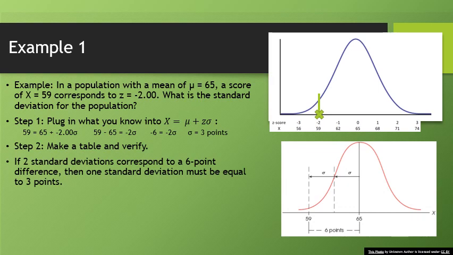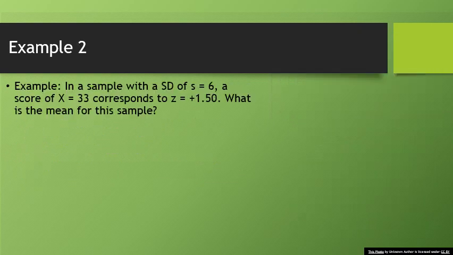And now let's think about it for a minute. If two standard deviations from the score of 59 to the score of 65, which is where the mean is, correspond to a 6-point difference, then one standard deviation must equal 3 points. So it makes sense. We verified our answer.